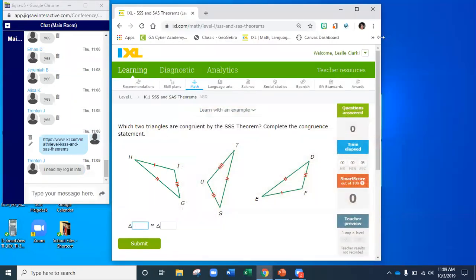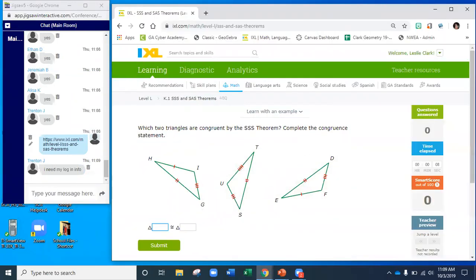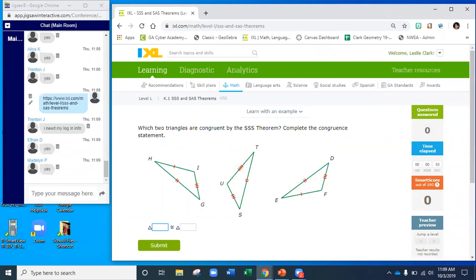Can y'all see my iXL? Hang on 1 second, Trenton. When we do the actual work, I'll get yours to you. Just give me a second. Let me get everybody started, and then I'll get you your stuff.